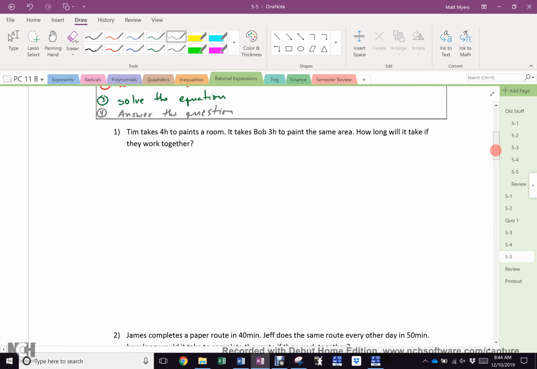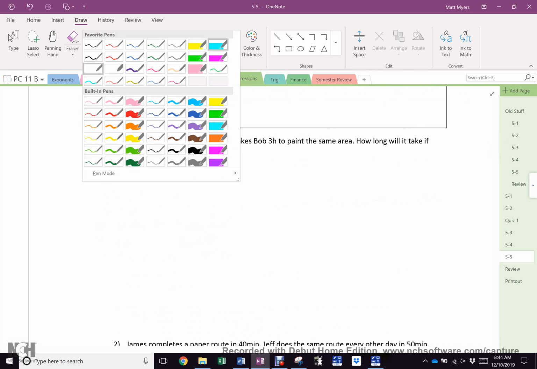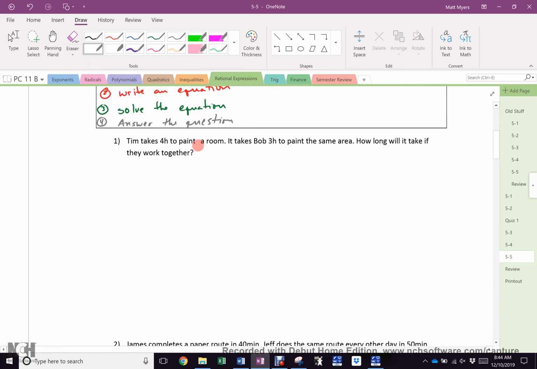Here's the first question. Tim takes 4 hours to paint a room. It takes Bob 3 hours to paint the same area. How long will it take if they work together? Every kid says 7. And I say, what? And they say, yeah, 7, because 3 and 4. It's going to take one guy 3 and it's going to take one guy 4. How can that be? It doesn't quite take just over 2 hours, but we'll get to that in a minute.